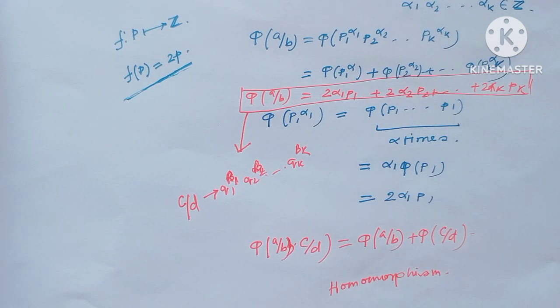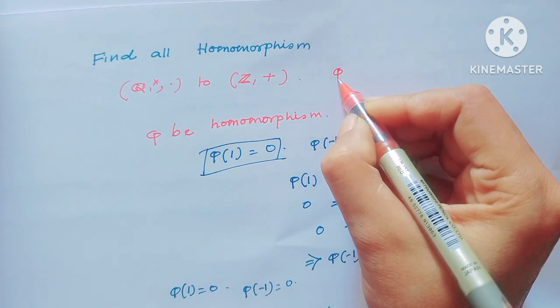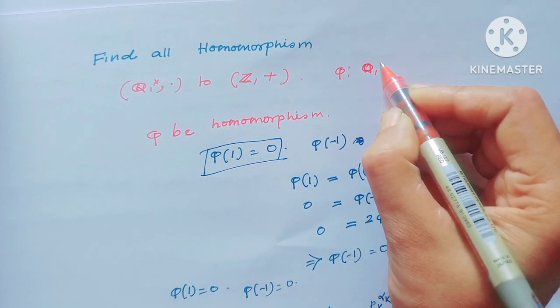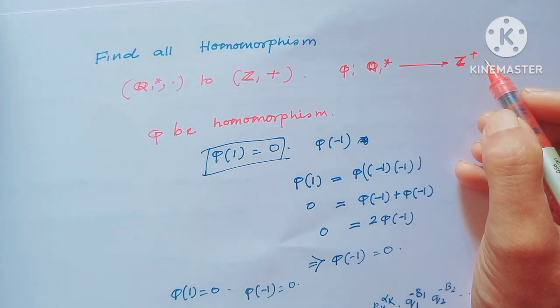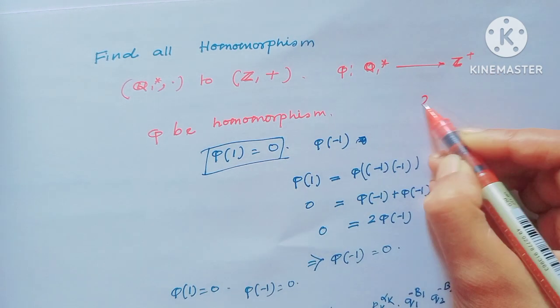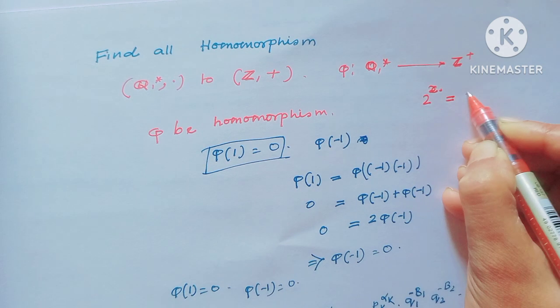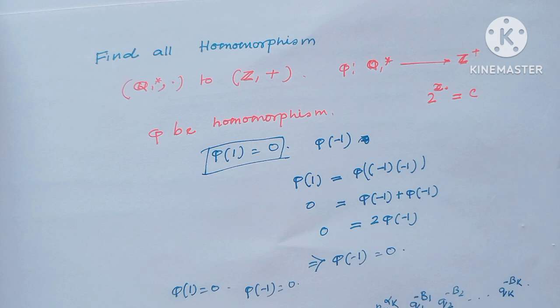And how many homomorphisms exist? Infinitely many. Since here the function is phi from Q with multiplication to Z with addition, the number of homomorphisms would be 2 to the power aleph naught, which is c. That means uncountably many homomorphisms exist. I hope all my viewers have understood this.